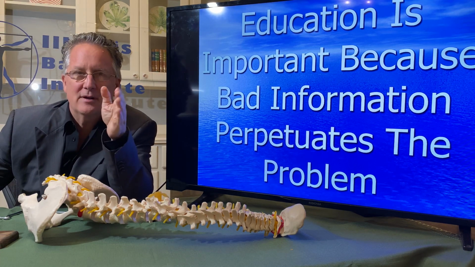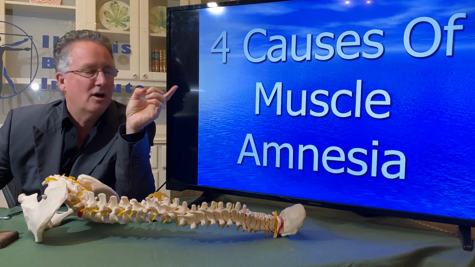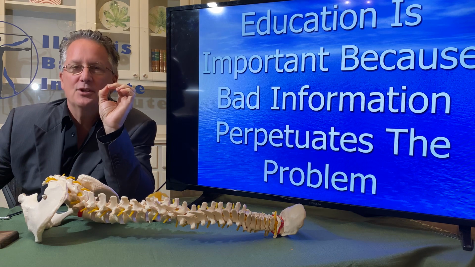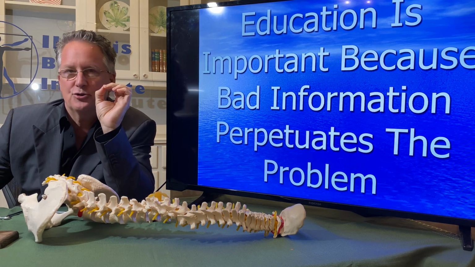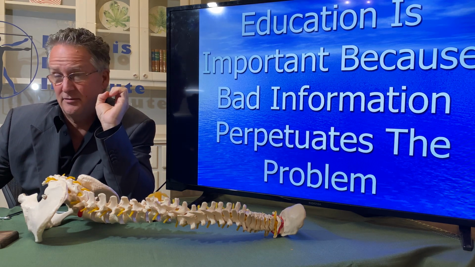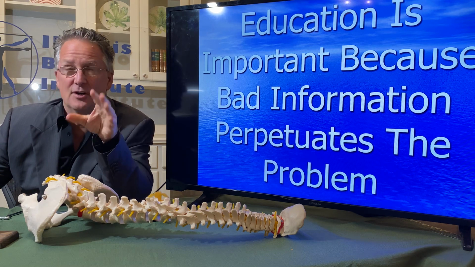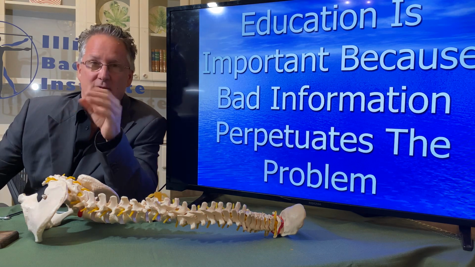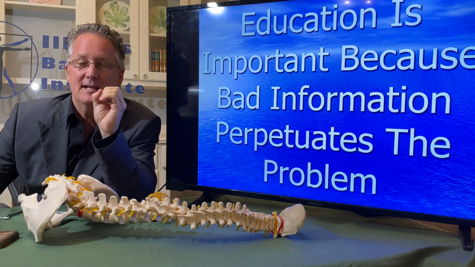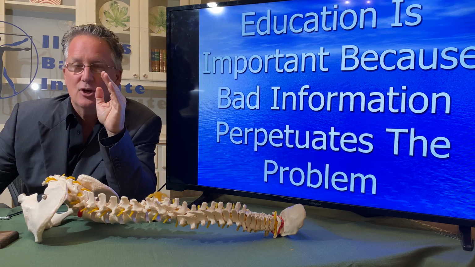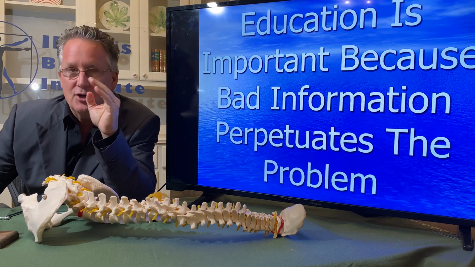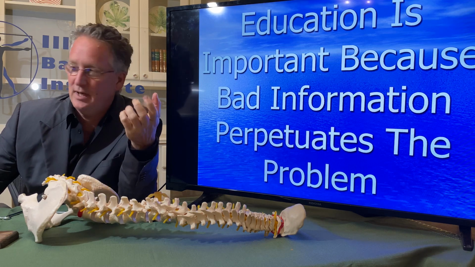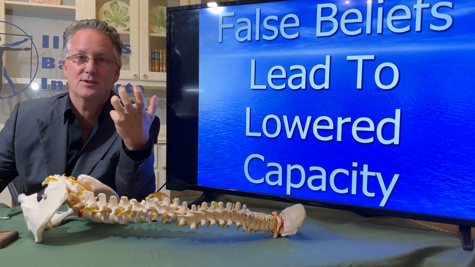This is going to be a 4-part series about the 4 causes of muscle amnesia, or decreased neural drive, which is the amount of information that the nerves are sending to the muscles, or the intensity of the information that the nerve is sending to the muscles, because it becomes short-circuited, or neurologically it starts to slow down and turn off, which is what causes the weak muscle, which perpetuates the back problem.